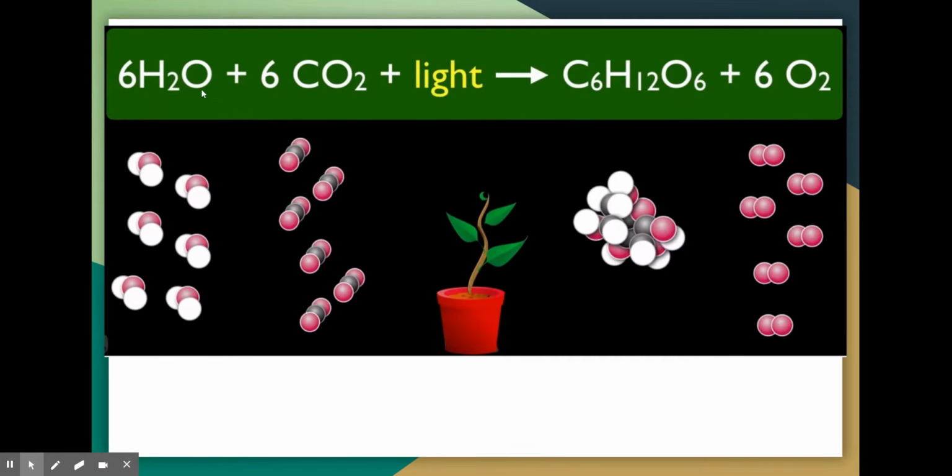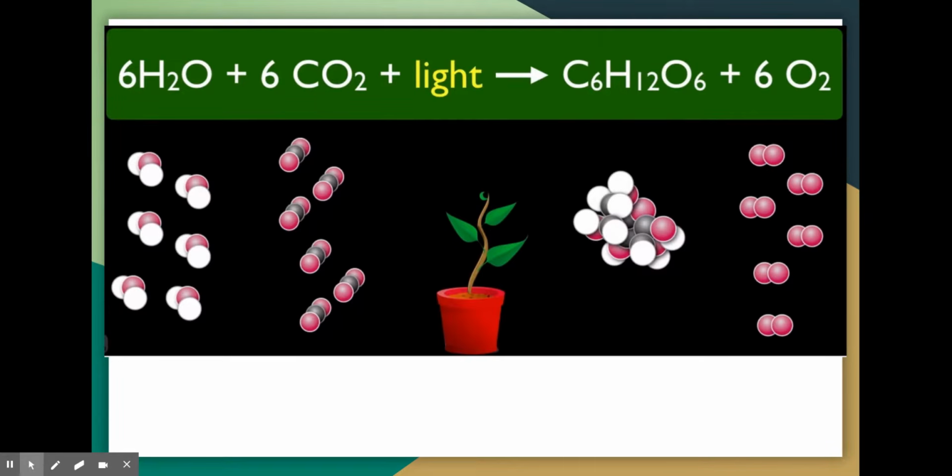The plants take in water and carbon dioxide. We can see those molecules here. And then they take in light energy, which could be called solar or electromagnetic or radiant energy. They're all the same thing. And they create C6H12O6, which we know is called glucose, and that's this big molecule here, and they release oxygen.